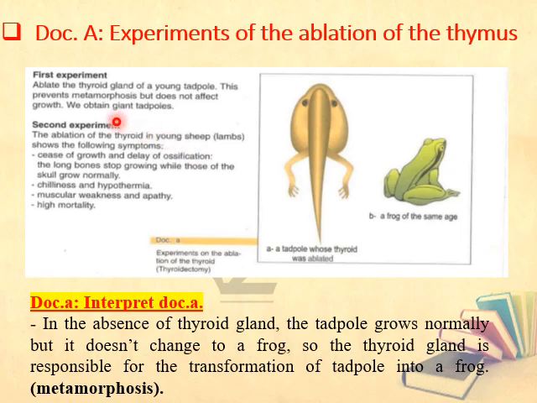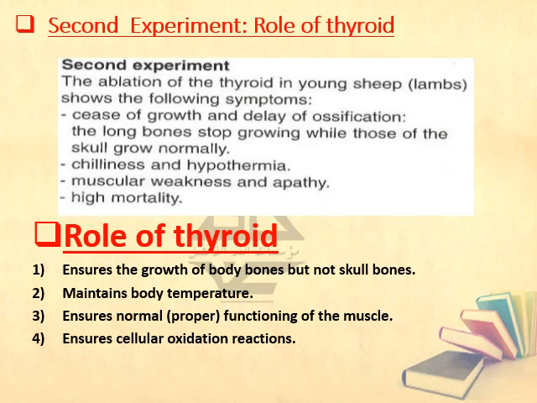Let us see now the second experiment. In the second experiment, we'll be able to know the role, the function, the importance of the thyroid gland. The ablation of the thyroid in young sheep lambs shows the following symptoms. The ablation, I repeat, it means removal. When the thyroid gland was removed in young sheep, in the lambs, what happened for them? We noticed that there is cease of growth. Cease, it means stop of growth, and delay of ossification.